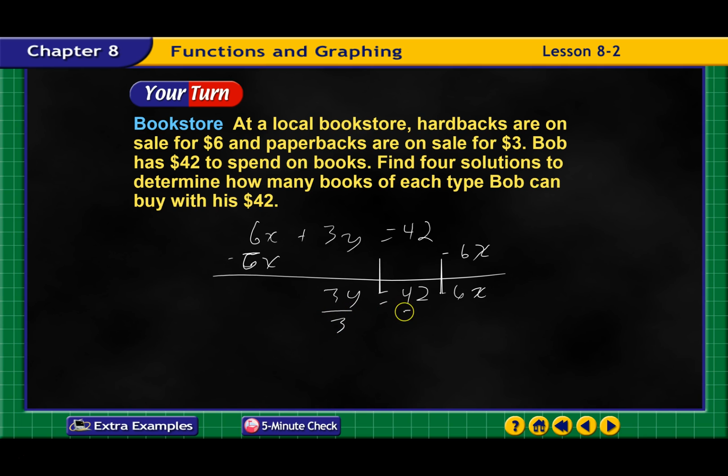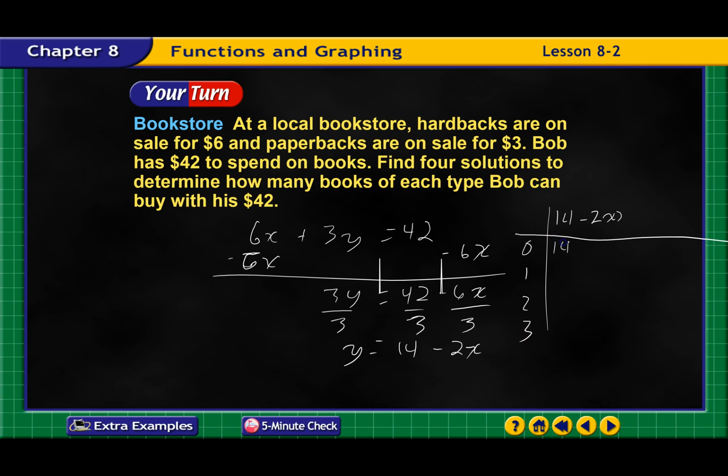And divide by 3 on everything, which gives me negative 2x, and 42 divided by 3 is 14, equals y. All right, so I need to find 4 values for this. So we can go 0, 1, 2, 3. I'm going to have y equals 14 minus 2x. So if I put in 14 minus 2 times 0, my y value would be 14. So that would give me 0 comma 14.